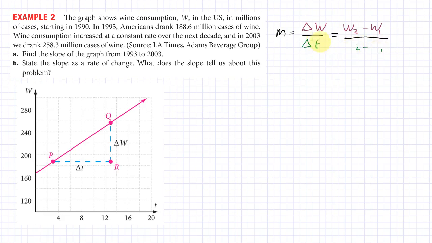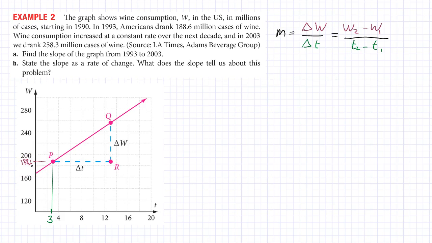Which represents, it looks like, the t variable here represents the number of years after 1990, because the first point they're talking about is when t is 3 here. So at that point, let's look at what is the amount of wine that people had then. Looks like they had 188.6 million cases at that time. And there's a little decimal in there you can't see.